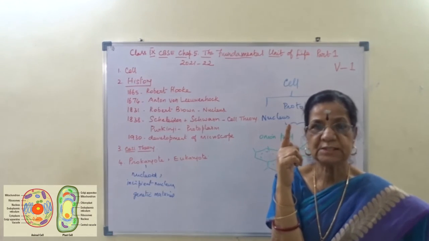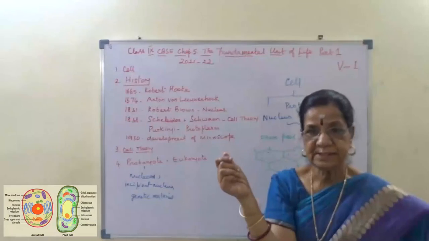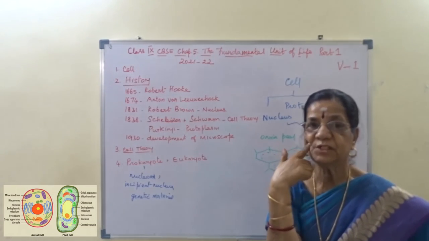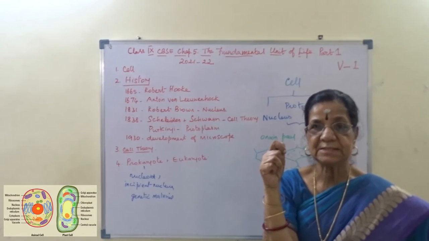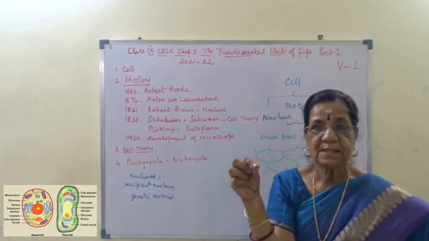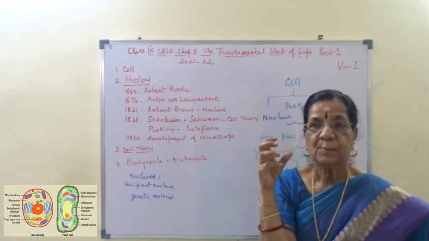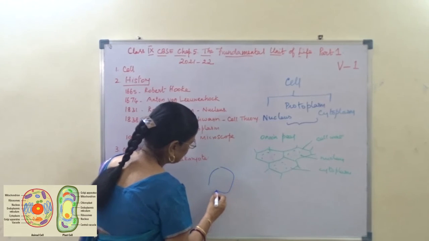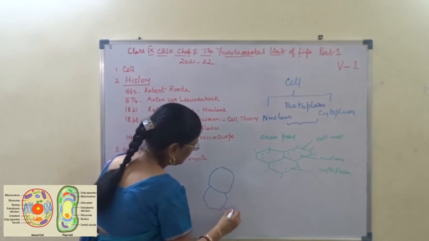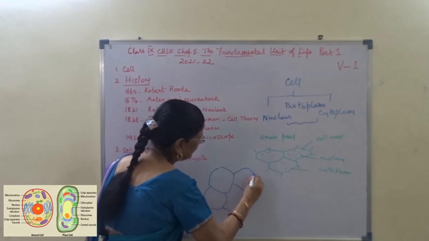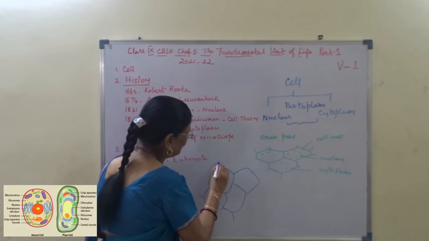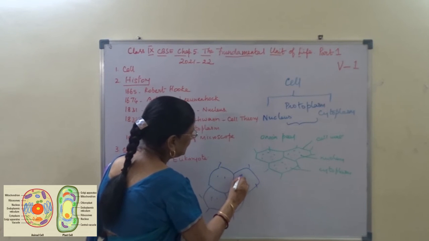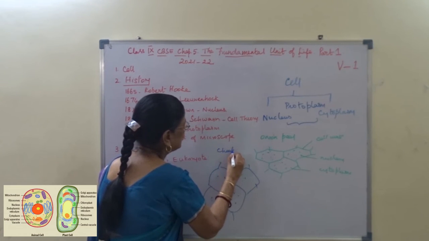cotton bud, just wet it, and then the cheek portion, you just scratch it, and then keep it under a glass slide and see under the microscope, where we find a structure like this. So this is nucleus and cytoplasm. This is cheek cell.